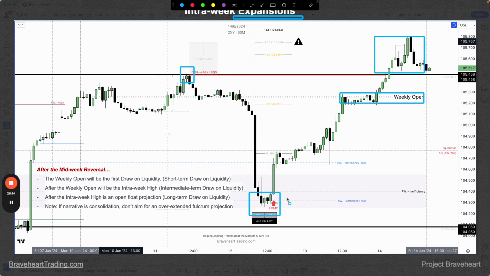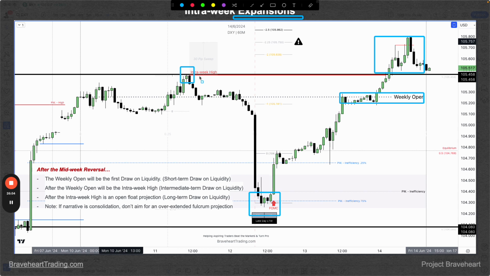So if we manage the weekly open, that's more of a low-hanging fruit objective. But the intermediate term objective now is the actual intra-week high. It's an intermediate term draw because it doesn't have to go there. But most likely it will, but sometimes it won't. So you just got to be sure of that. And sometimes it's best just to take the low-hanging fruit objective, especially in a consolidation narrative where there tends to not be a lot of volatility.